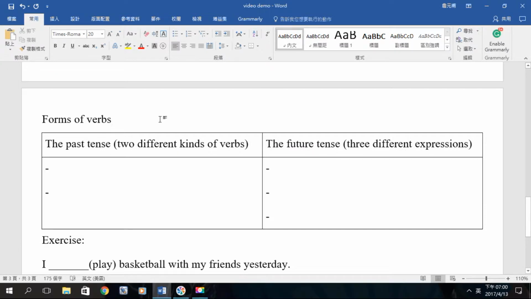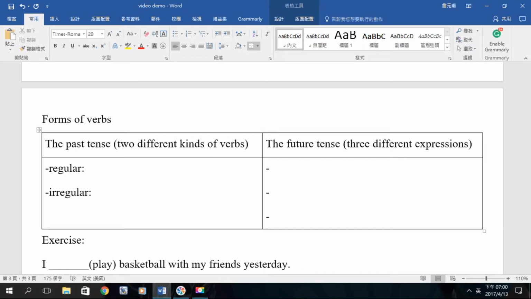So this example brings us to our next topic, the form of verbs. So we're going to talk about forms of verbs for the past tense and the future tense. There are two different kinds of verbs in the past tense, and there are three different expressions for the future tense. So first, let's talk about the verbs for the past tense. The two different kinds of verbs are regular verbs and irregular verbs.